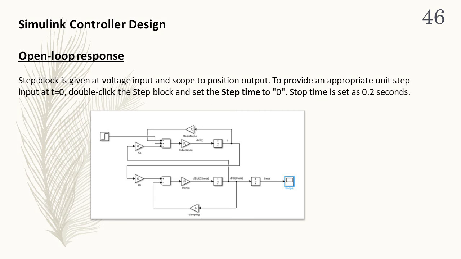When it comes to controller design, in the open loop response, the input is given as a step and output as a scope. Setting the step time at 0, we get an appropriate unit step at t equal to 0, and we also set the stop time as 0.2 seconds, and by this we will get the graph.